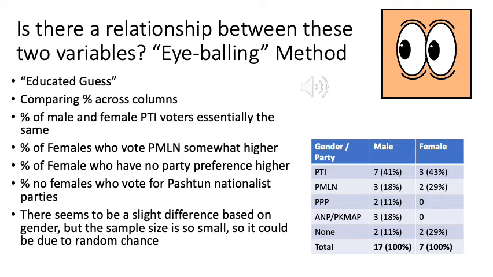Then 11% of males voted for the People's Party, 0% of females voted for the People's Party. 18% of males preferred the Pashtun Nationalist Party, 0% of women. And then 11% of males had no party preference, and 29% of females had none. So it seems like there is a slight difference based on gender, but the sample size is so small, it could be due to random chance.